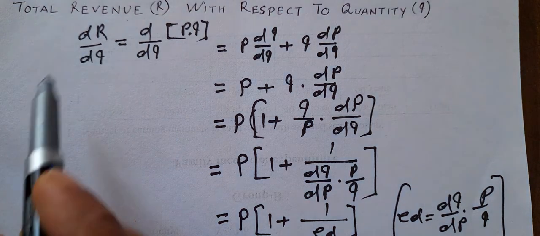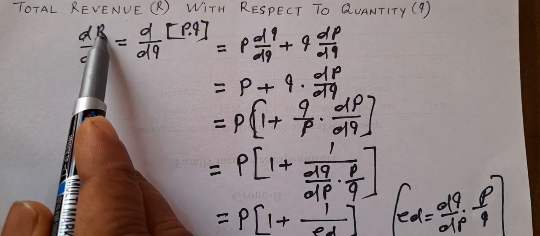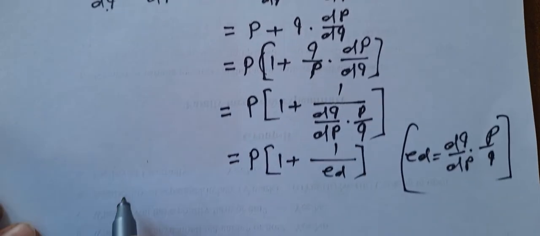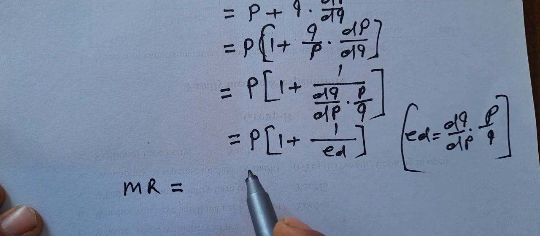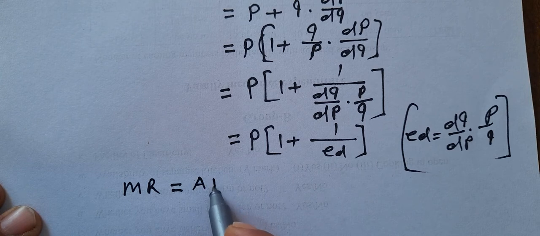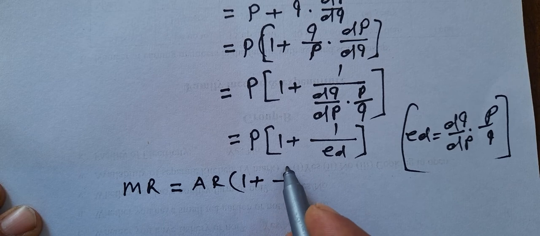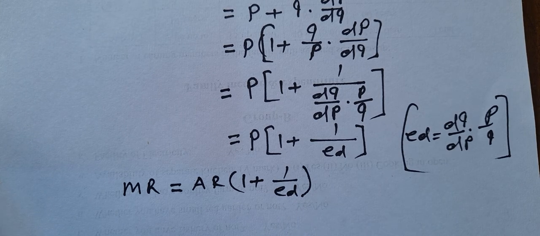So we get dR by dQ, that is the derivative of the revenue function with respect to Q, which is the marginal revenue, equal to P, which is nothing but the average revenue. So MR is equal to AR times 1 plus 1 by ED. Thus we get this relation, number 1.